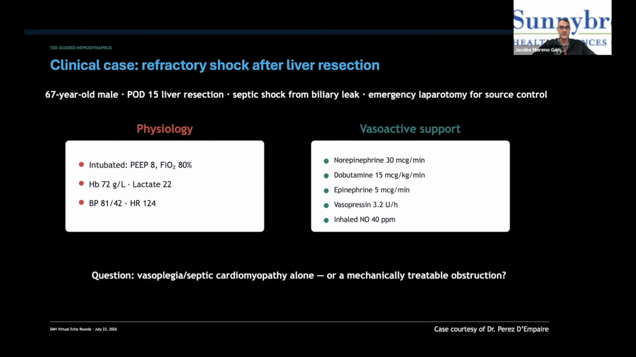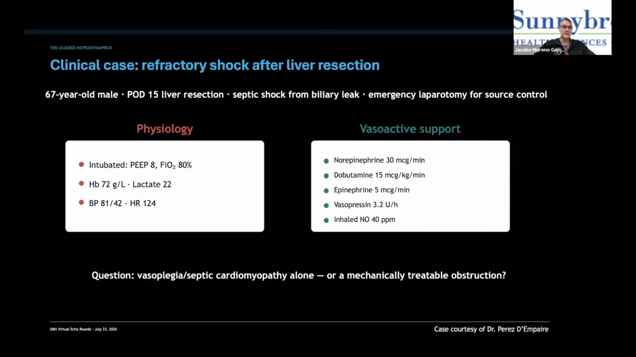Is this patient having any positive cultures? All the cultures were negative. The patient didn't have any positive cultures, right? So the question here is: is this vasoplegia? Is this septic? Is it cardiogenic? Is it a problem, or is it something that we can really treat?